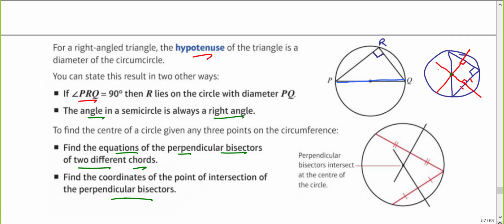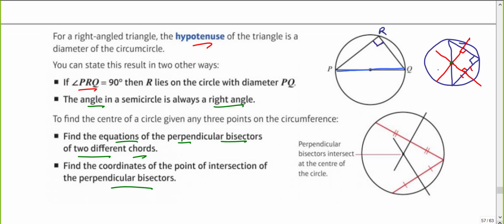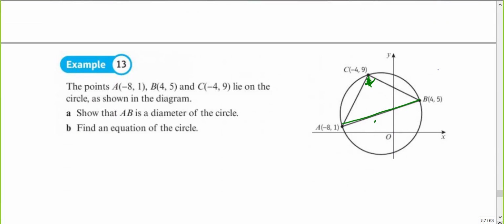Okay, this is very important. Pay attention, I'm going to solve this question. Here they say the points A, B, C are given and they lie on a circle. Show that AB is a diameter of the circle. How would you prove that AB is a diameter?